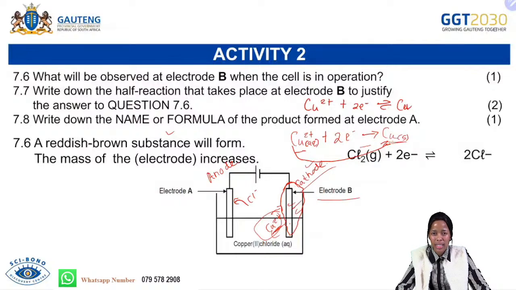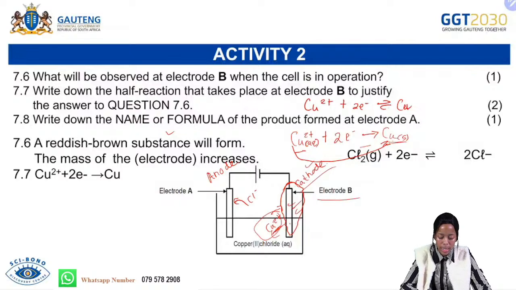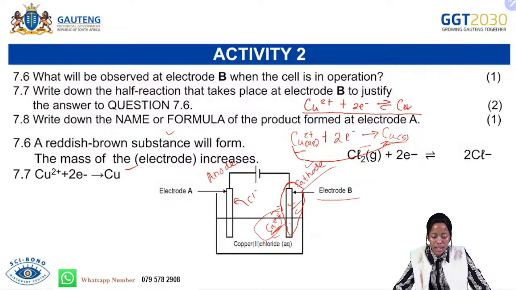How do we write the reduction half reaction? We are going to copy and paste. When you copy and paste, you will have the following: from the left to the right, Cu2 plus plus 2 electrons to give us Cu there. And then remember, you are going to use a single arrow.